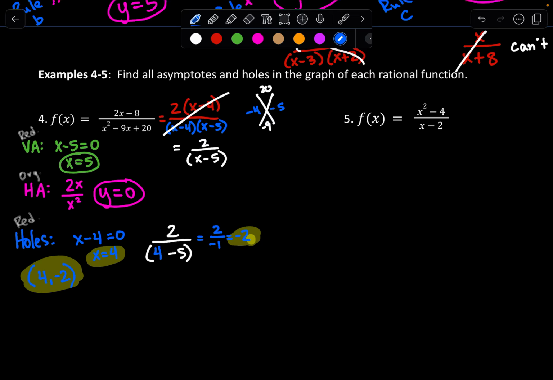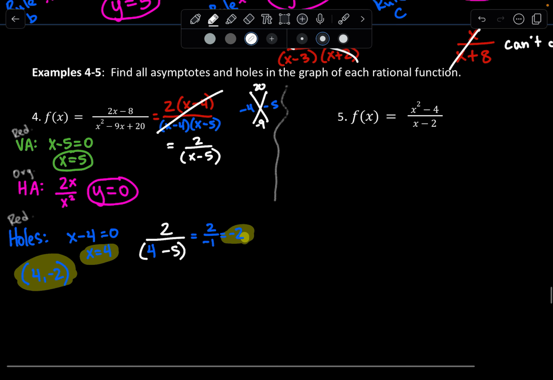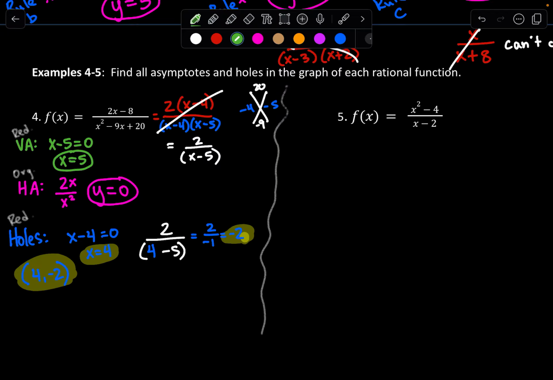Okay? So let's look at the next one. If you guys want to pause and try this one, go for it, okay? All right. So vertical asymptote we'll do first. We need to use the reduced version. So let's go ahead and factor it and see if anything drops off.